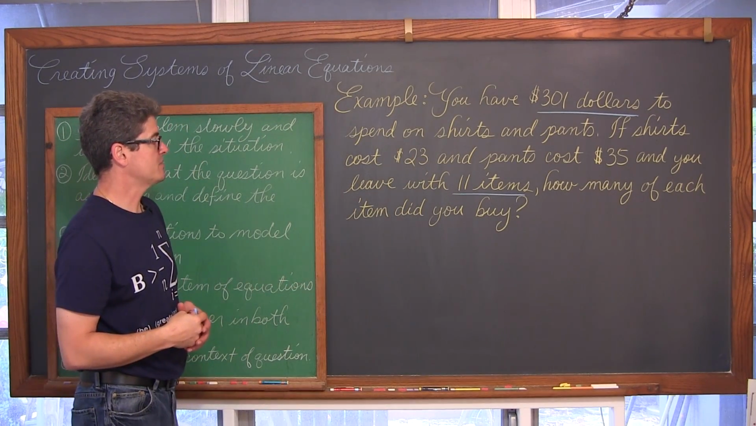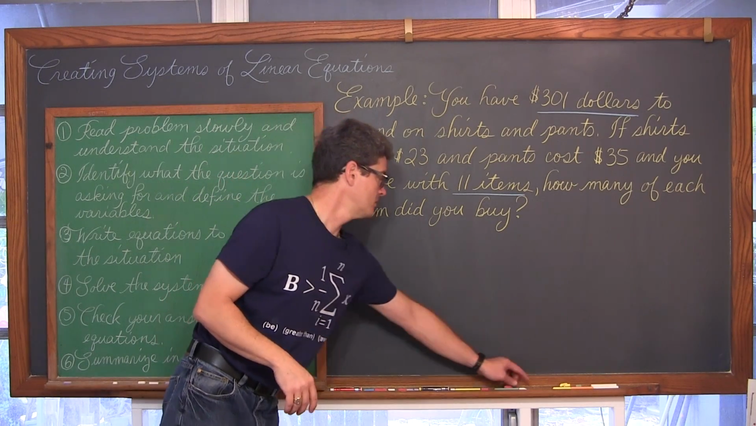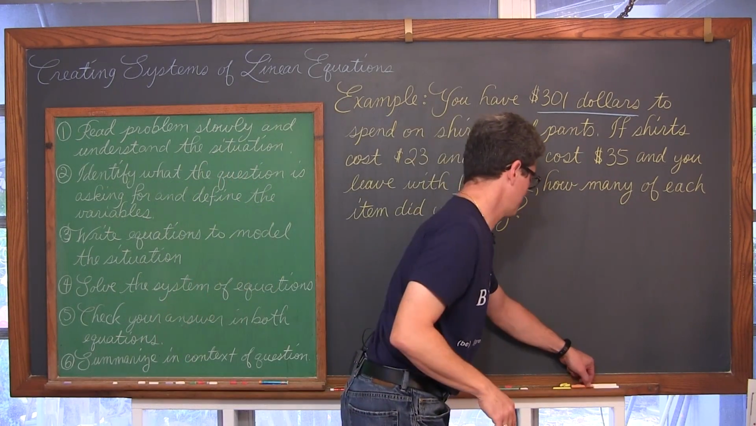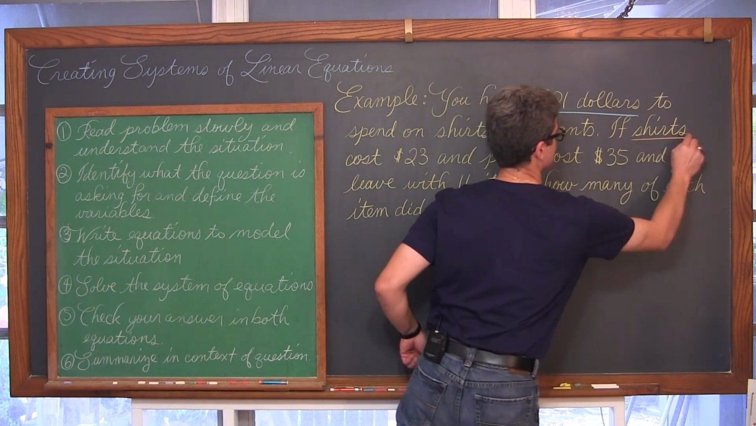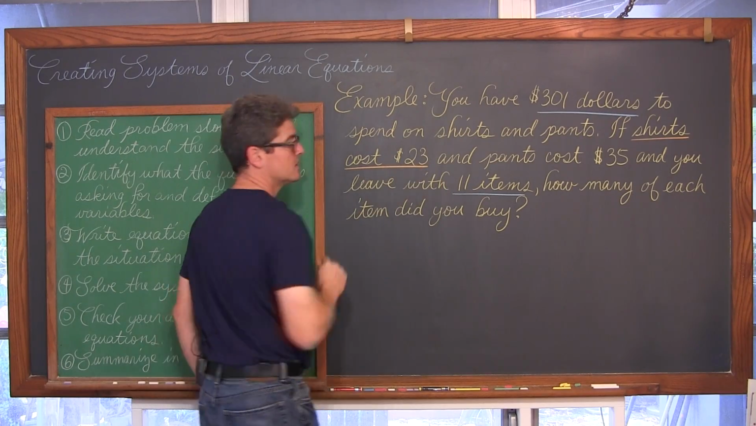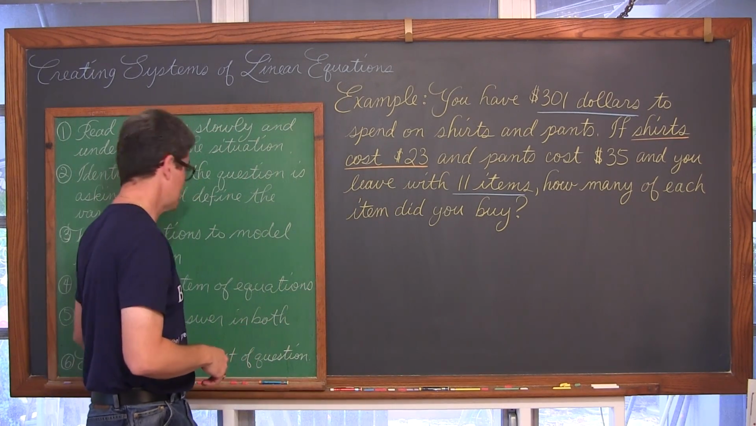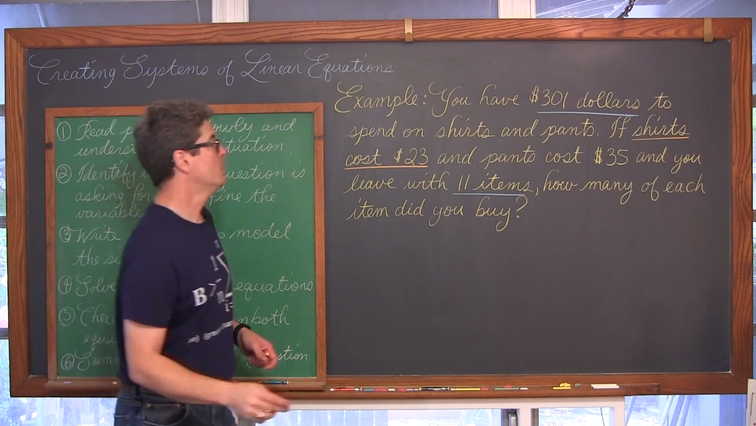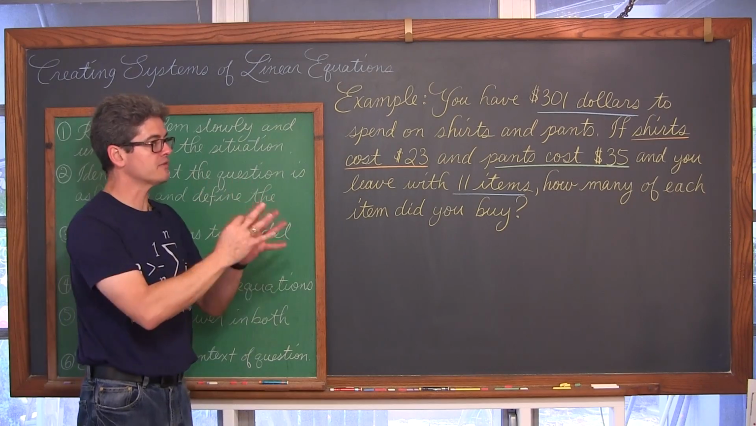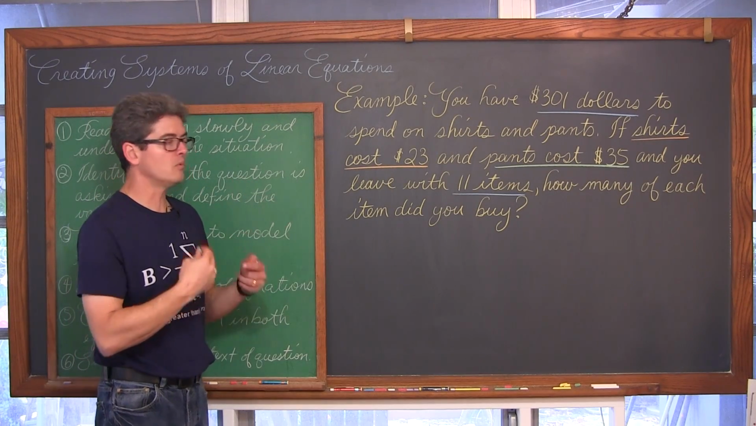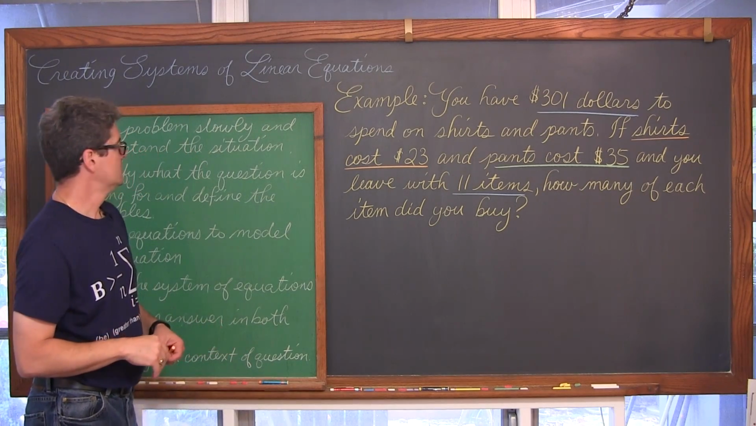And then we also have some information here about shirts costing us $23, and we have, let's see, hopefully you can see the green on camera, we have pants that are costing $35. Well, that's a lot of numbers in this problem. What ultimately are we going towards, the final goal of our problem?